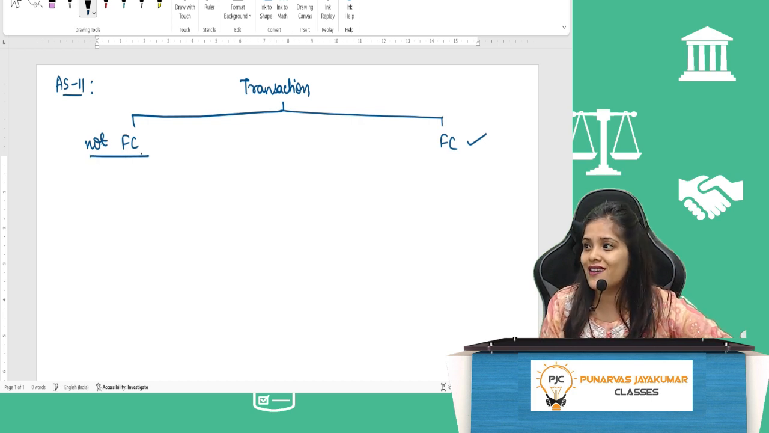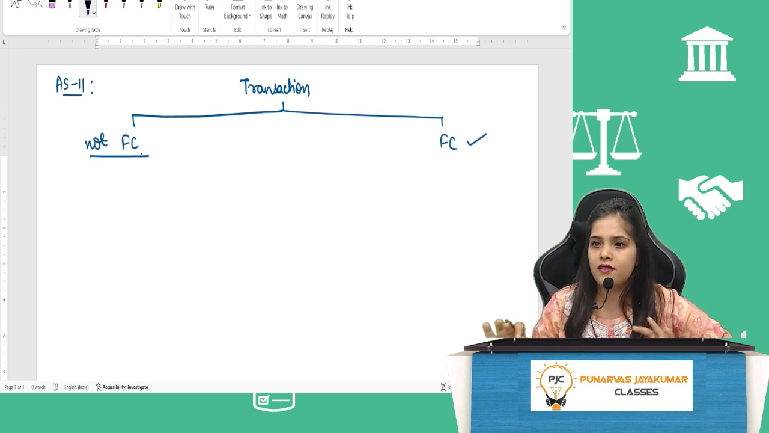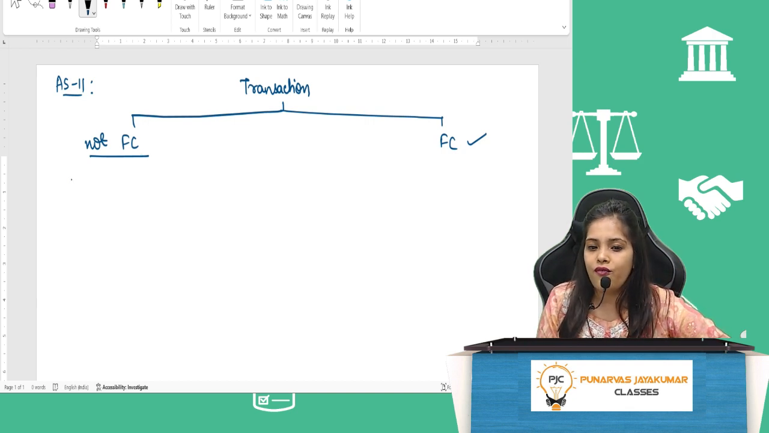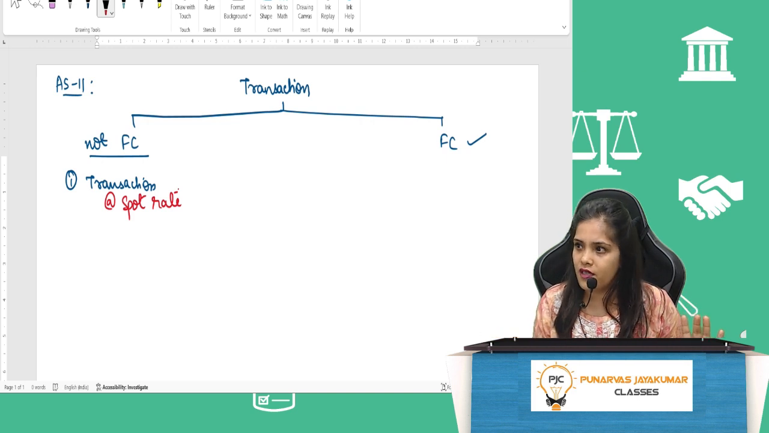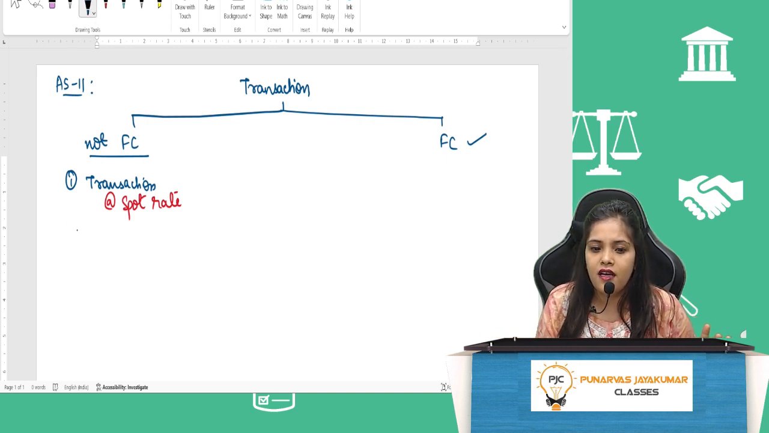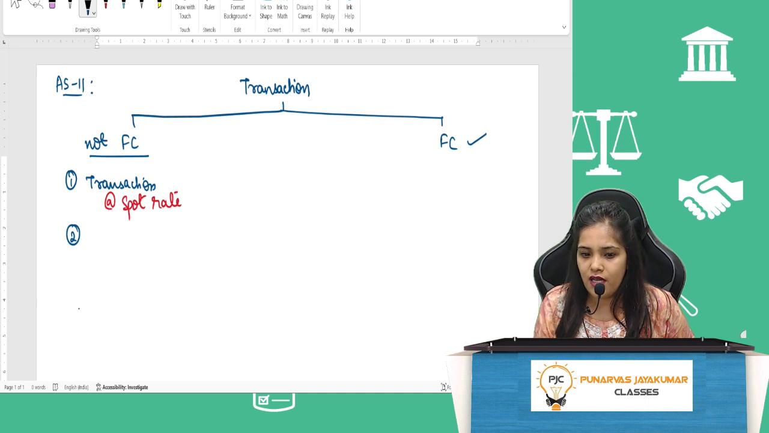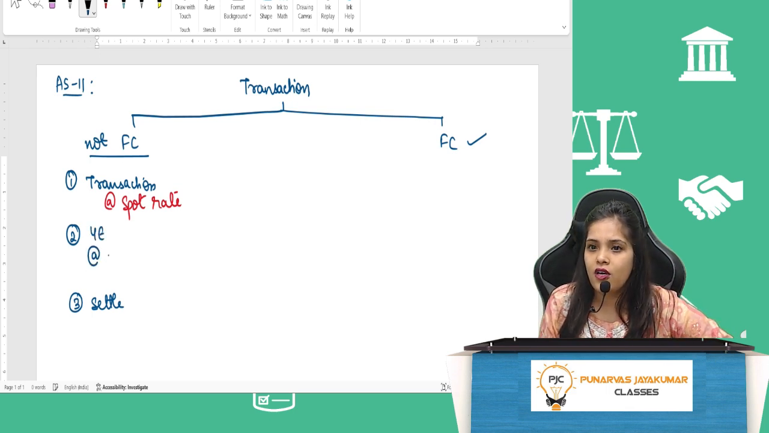If the forward contract is not booked, then it is very simple. This answer will have only 3 steps. First step, on the date of transaction, that is when the transaction happens, you have purchased the goods or you have sold the goods, on that date you should record the transaction at spot rate. Meaning, at that time whatever was the rate, you should book it, correct? Then second, if there is a year end in the middle before the settlement of the transaction, then at the year end you should record this at closing rate.